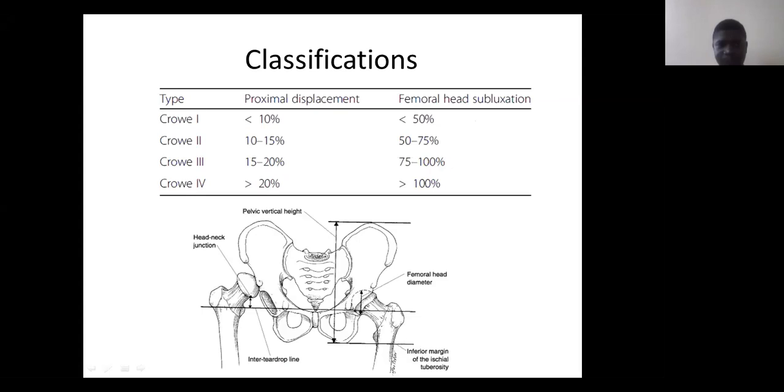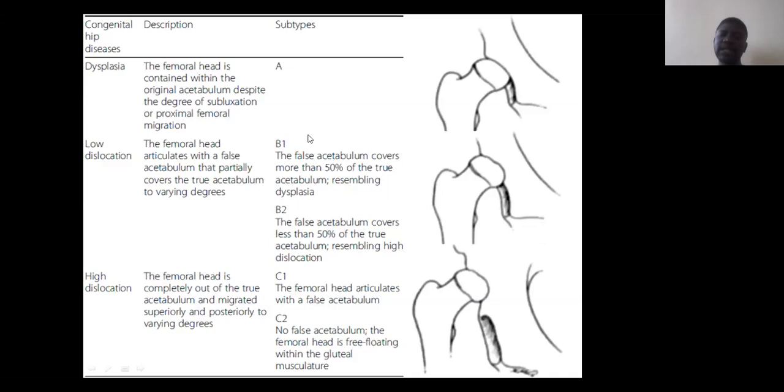Then the Hartofilakidis was mainly incorporating acetabular dysplasia in managing this patient. So the first group A, just a dysplasia, then low dislocation and high dislocation, and they are subclassified as we see in this B1, B2, and C1, C2.